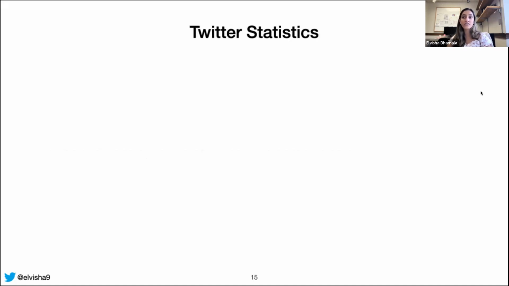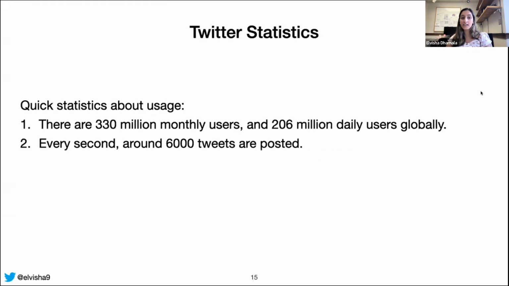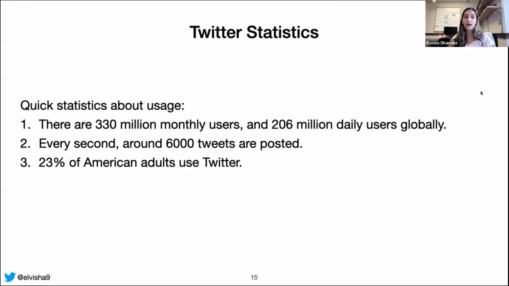And in terms of just some basic stats, there are 330 million monthly users and 206 million daily users globally. So obviously it's not everyone in the world that's on Twitter, but it is a lot of people that are out there. Every second, around 6,000 tweets are posted. So there's a ton of content being posted all the time.